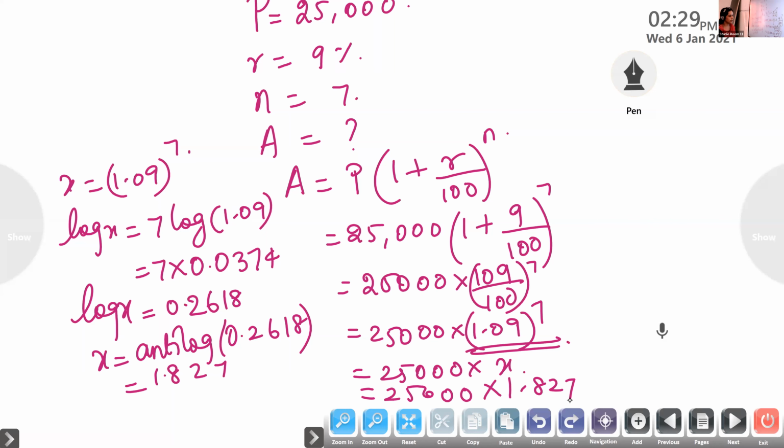Is it okay, children? Are you able to understand this one? Annette, how to take this log and anti-log? Use of log and anti-log, is it clear, Annette? Yes, ma'am. So with this, compound interest and annuity chapter is over. Practice these types of questions again and again.